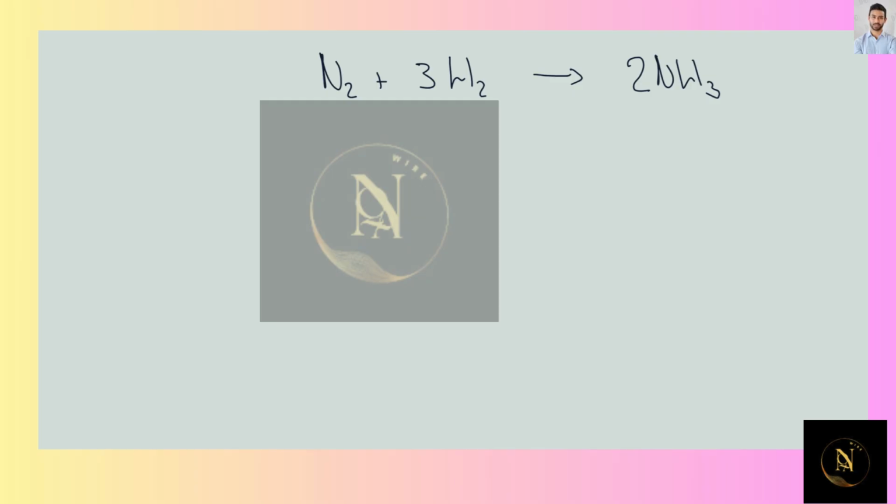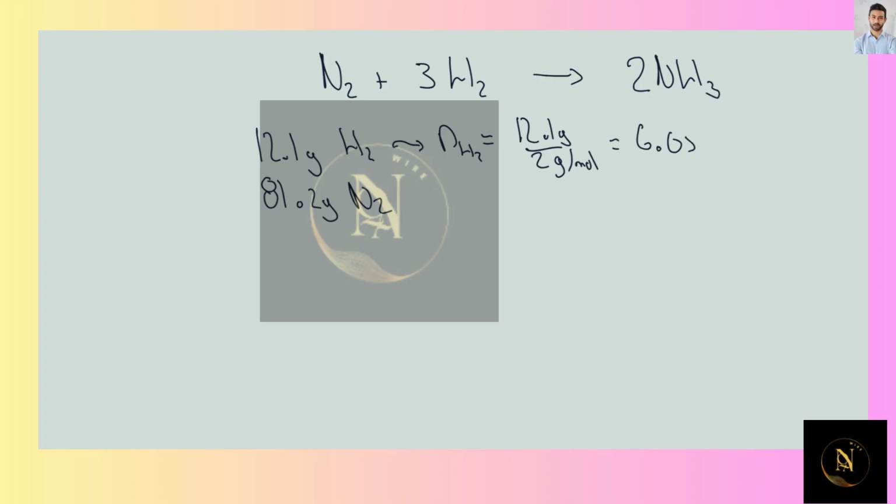Now with this reaction, we're told that 12.1 grams of hydrogen reacts with 81.2 grams of nitrogen. We need to calculate what would be the volume of ammonia gas that can be produced at 19 degrees Celsius. So the first thing that we need to do is calculate the amount of mole of each of them. The amount of mole of hydrogen is going to be 12.1 grams divided by, in this case, 2 grams per mole. So 6.05 mole of hydrogen.